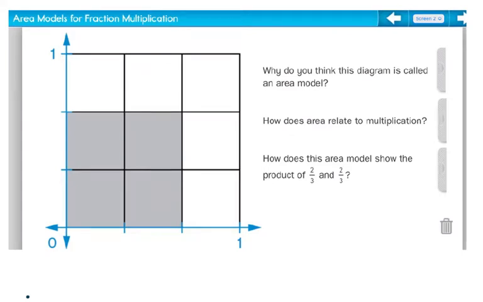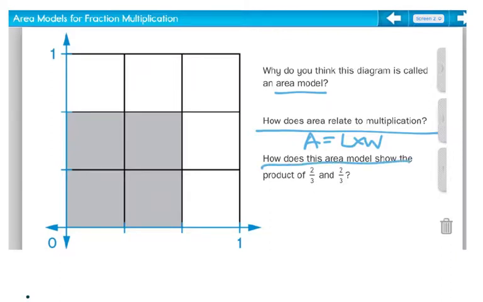Why do you think this diagram is called an area model? Well, what it does is it shows, or is a model of, a shaded rectangle, and we can find its area. How does this area relate to multiplication? Well, the formula for area is length times width, and you can multiply the side lengths of a rectangle to find its area.